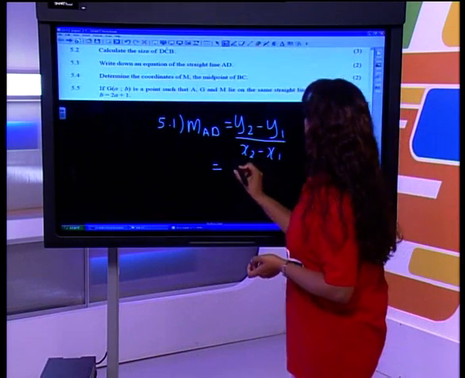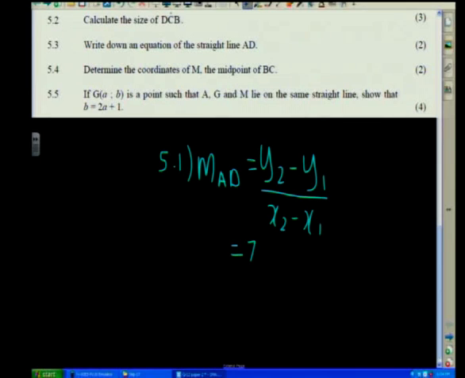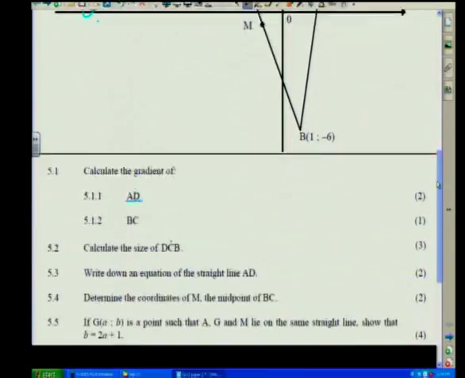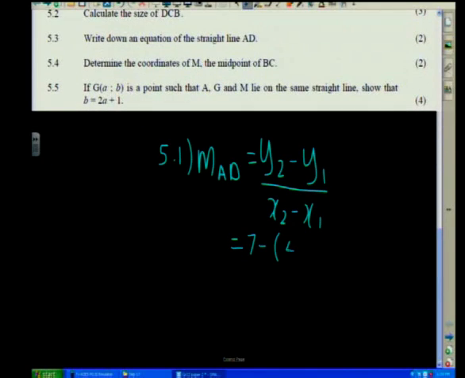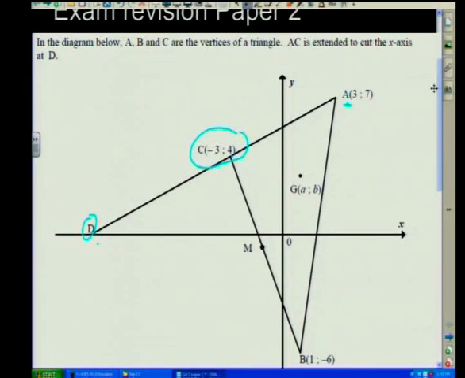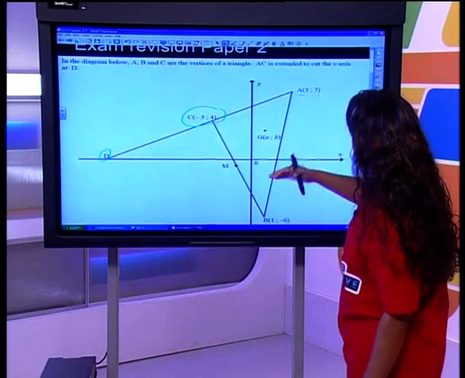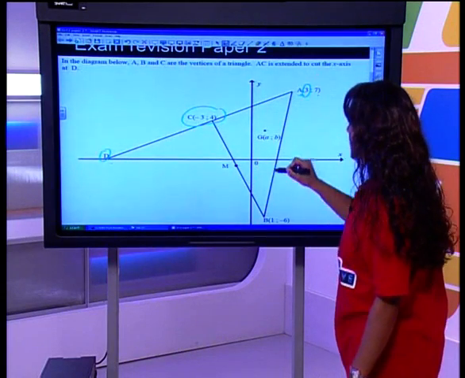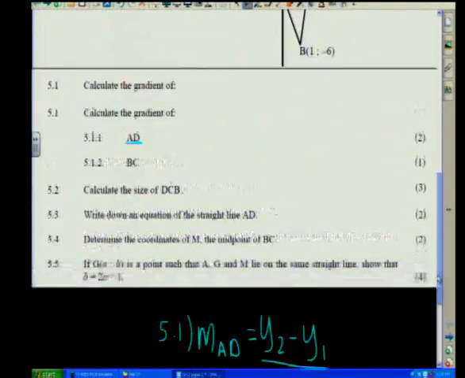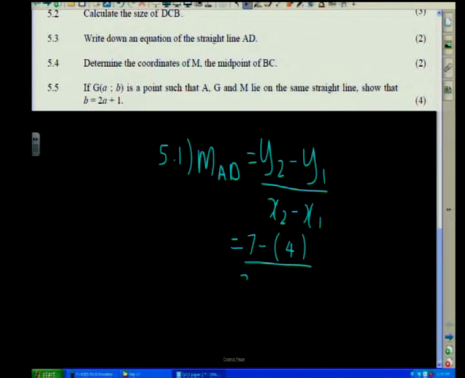So I'm going to start at point A, so I'm going to start with 7 minus the y coordinate at point C, which is 4. So it's going to be 7 minus 4 all over. And this is what I'm saying, guys: if you're going to start with the y value at point A, then your denominator needs to start with the x value at point A. So then we're going to go 3 minus the x coordinate at point C. So it's going to be 3 minus minus 3.